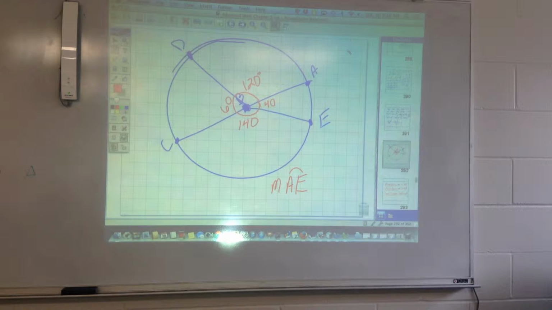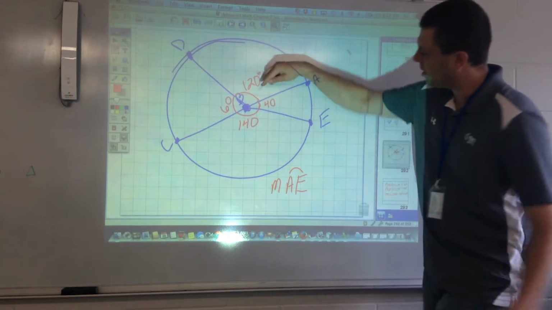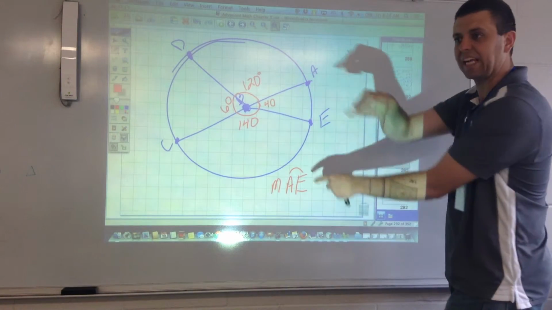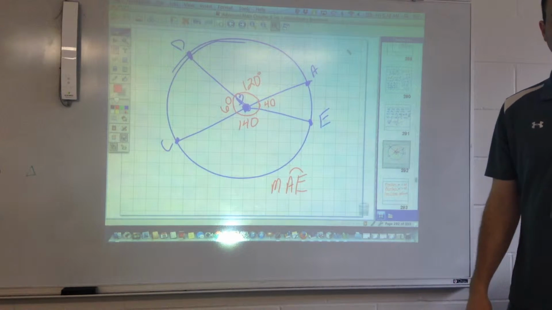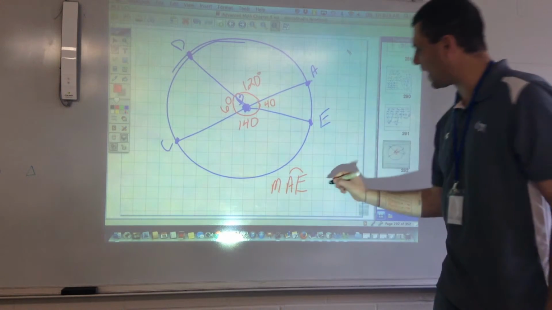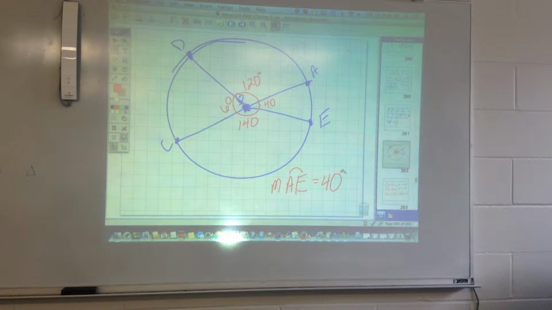Here's the easy part. If you know the central angle that intercepts the arc, it's exactly the same. It's also 40 degrees. That only works if it's a central angle, but the measure of the arc AE is 40 degrees. What type of arc is that? Major, minor, semicircle? Minor. Minor arc because it's less than 180. Good job.